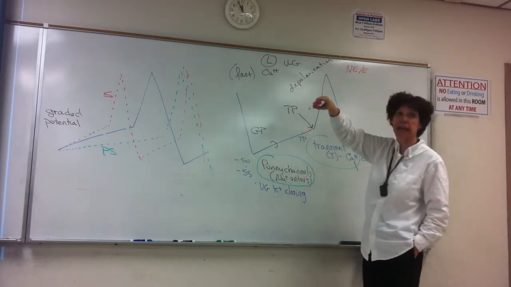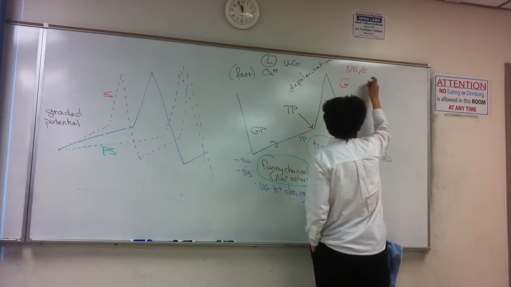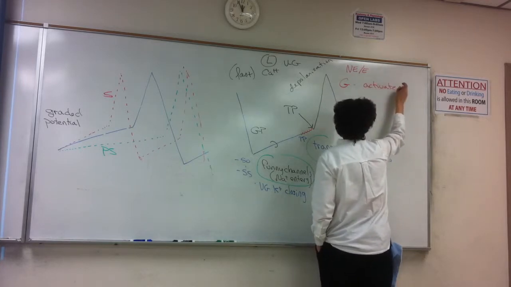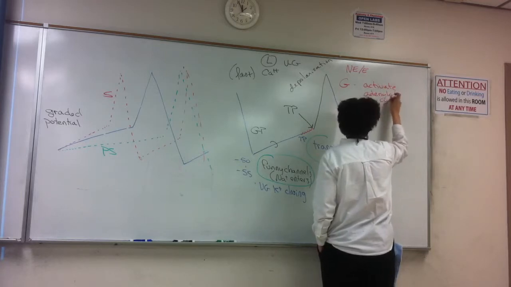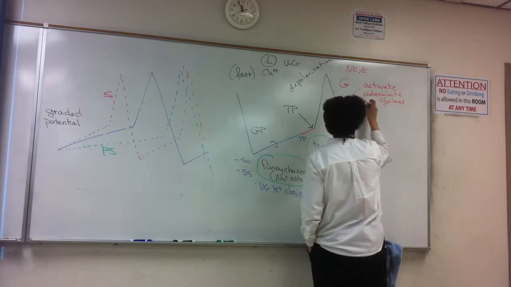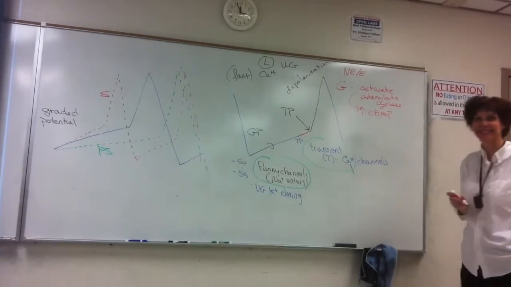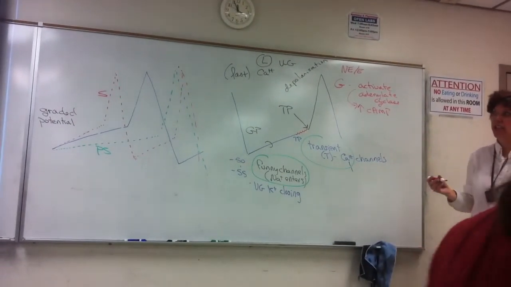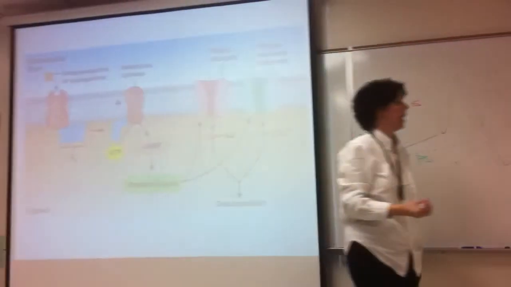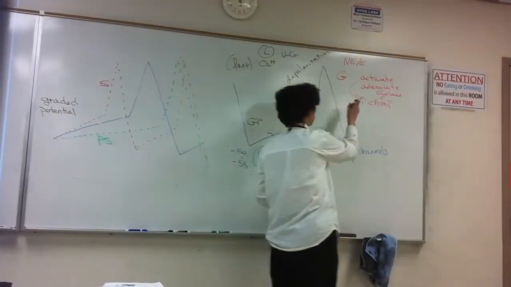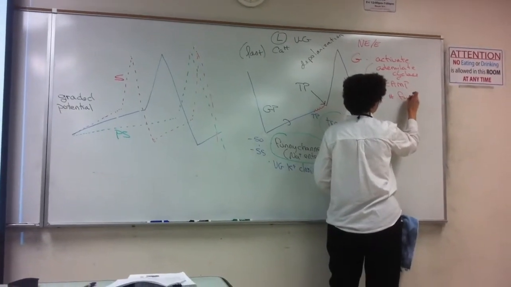It also is going to bind to a G protein. So we have G protein activation. This is going to activate adenylate cyclase. Therefore, that's going to increase the amount of cyclic AMP, which will bind to our funny channels, as you can see here in the diagram. And they will open earlier. So this increases the number of funny channels that are open.